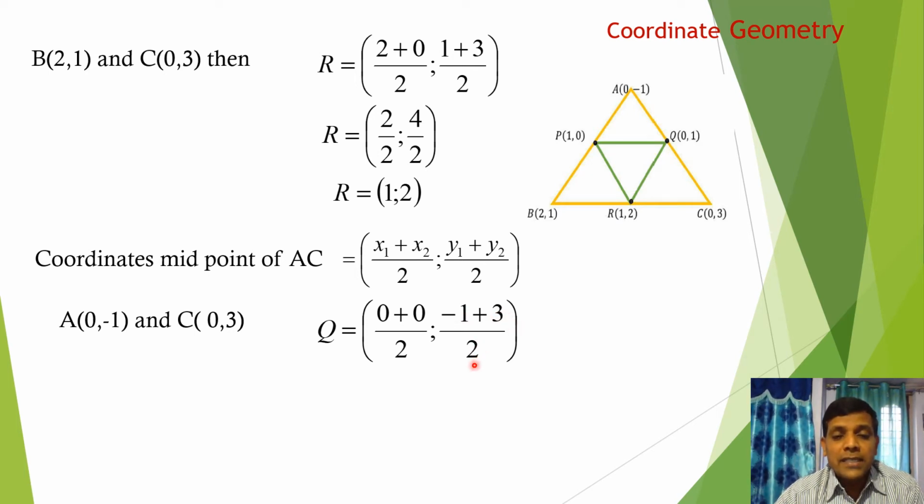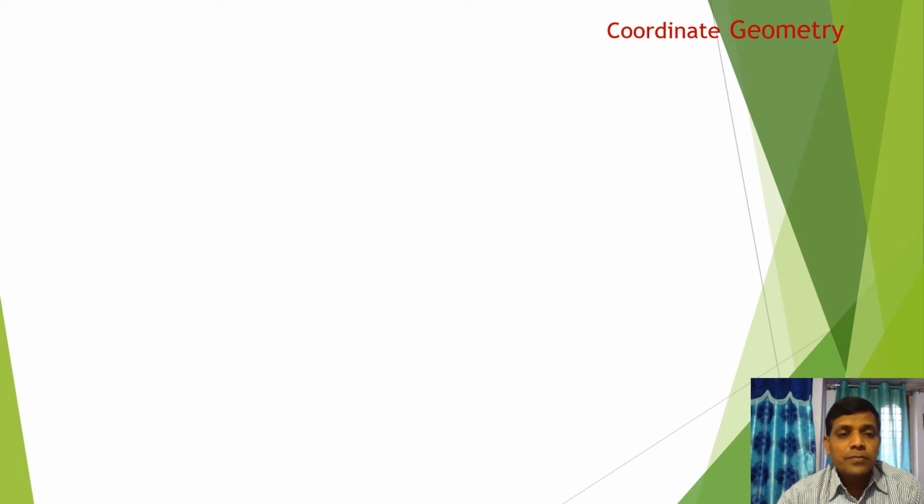So what are the coordinates? 0 by 2, comma, 2 by 2. What is the next step? Q equals 0 by 2, comma, 2 by 2. 0 by anything we get 0, and 2 by 2 means 1. So what are the coordinates of Q? 0, 1. So we got the P, Q and R coordinates.